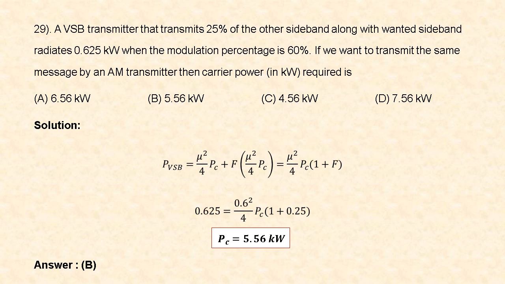Taking mu square by 4 into PC as common, we have (1 plus F). Substituting the value of VSB power as 0.625, modulation index as 0.6, fraction of power transmitted as 0.25, we have the carrier power PC is equal to 5.56 kilowatt. So option B is correct.